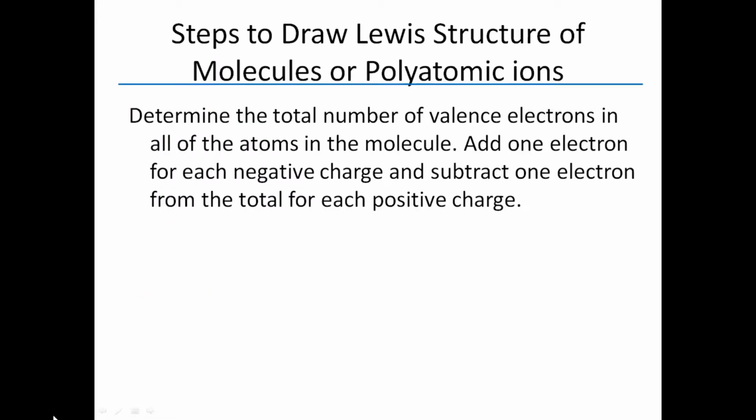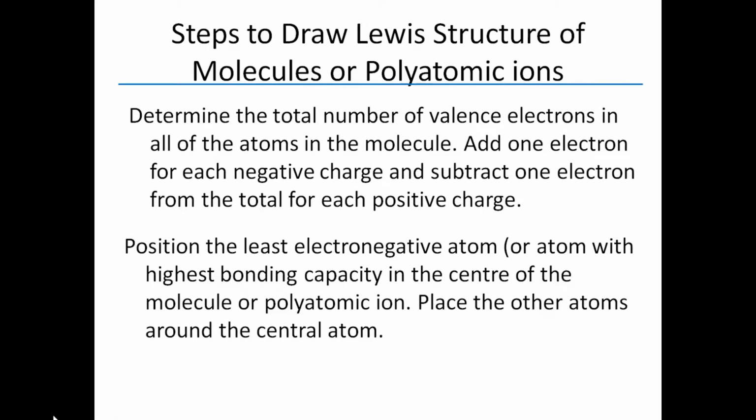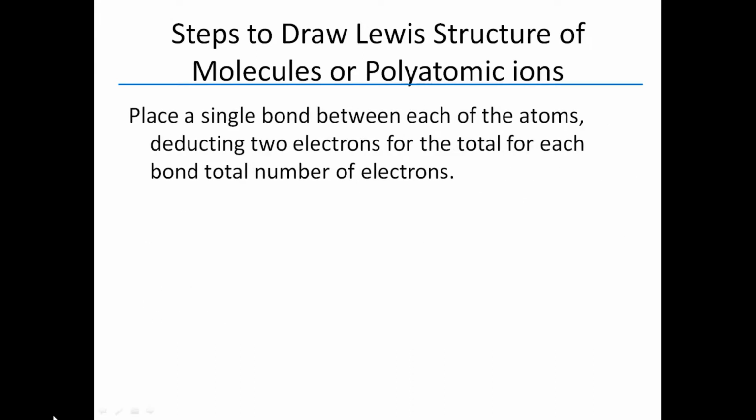Now, when we are going to do our Lewis structure, we have a number of steps. The first thing we have to do is determine how many electrons we have available. This is dependent on the number of valence electrons that all the atoms have, and we remember we can get the valence number from their group. Then we'll add one electron for each negative charge and subtract one electron for each positive charge. And then the least electronegative atom, or the one with the highest bonding capacity, will go in the center, and all the other atoms will be placed around it.